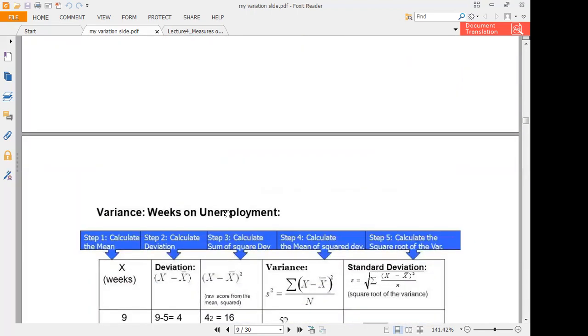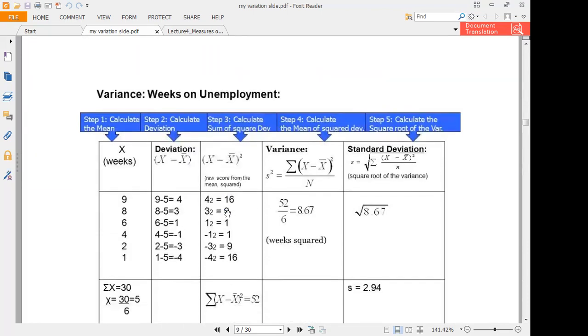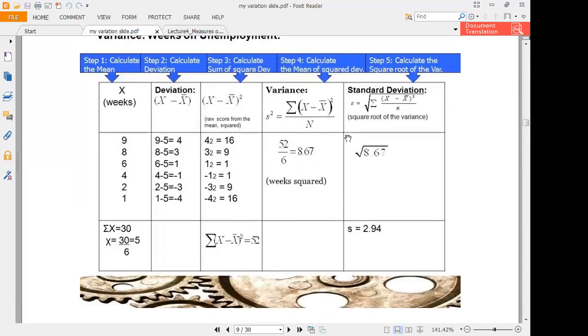Let's take a look at a sample. Imagine the one we calculated earlier. You can see we follow all these steps. The only thing is that we include another step, and that is to find the square root of the variance. You can see everything I have done here. So when I calculate the square root, I get 2.94, and that's my standard deviation.